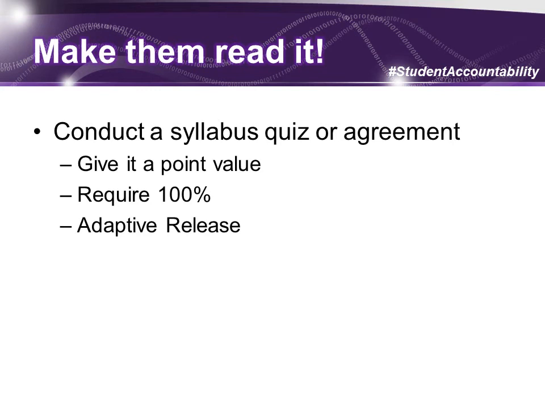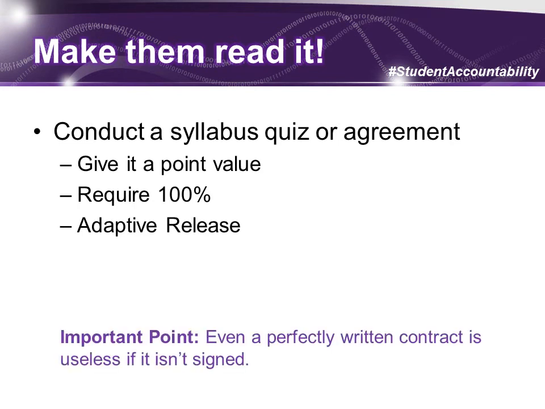Sorry, I forgot about this part. Important point: even a perfectly written contract is useless unless it's signed. Yes, we have this contract with the student, and until they acknowledge it, they're held accountable for it. But when they do acknowledge it and then come back to you and say, well, I didn't know, you say, well, you agreed, you completed the syllabus requirement quiz, you agreed that you read it. I have my proof here that you stated that you did know.